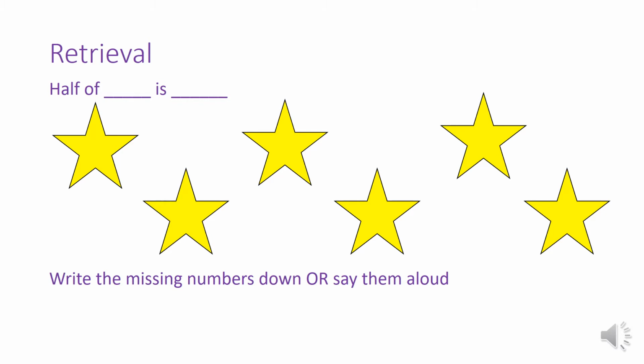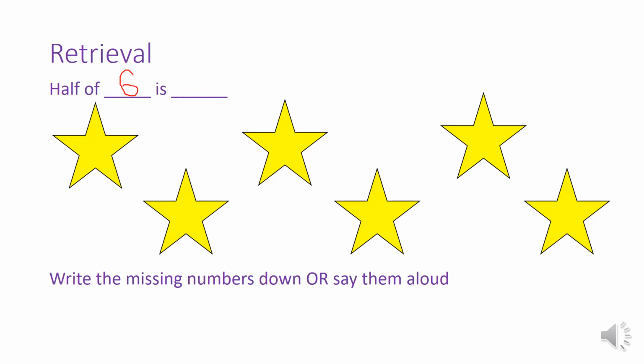Before we start our learning today, we're just going to do some retrieval practice based on the last video that we've looked at. So, the sentence says half of blank is blank. So, we need to fill these blanks with numbers. So have a look at the stars on my screen. What number am I going to write in this first blank? 6, well done.